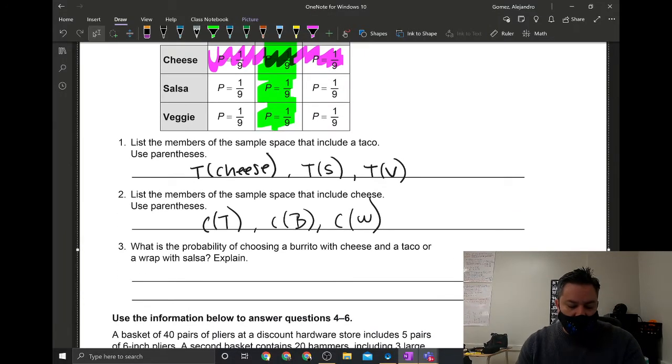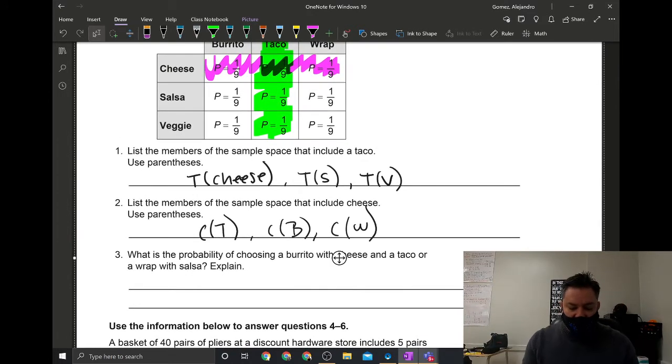Number 3, what is the probability of choosing a burrito with cheese and a taco or wrap with salsa? So now that's where we're coming into numbers. What is the probability of choosing a burrito with cheese and a taco or wrap with salsa? You want a burrito with cheese, regardless. And your other option is going to be either or. So you want a burrito with cheese, and if you just put your hand out and grab one, you will be happy if you get a taco or wrap with salsa.